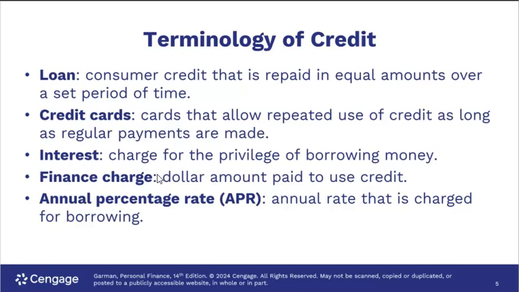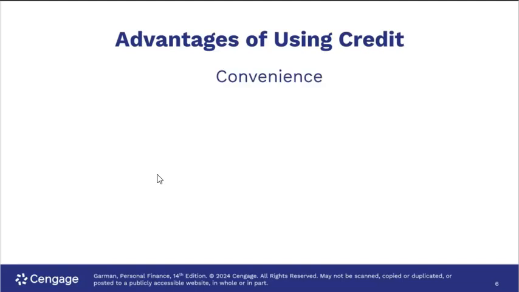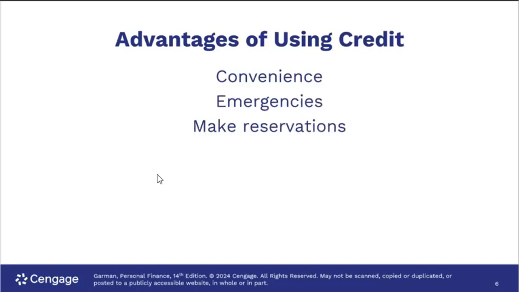So, advantages of using credit: convenience, emergencies, make reservations. A lot of times you can't rent a hotel room without a credit card. You can't rent a car without a credit card. Own expensive items sooner. The biggest two examples of those: buying a house or buying a car. Probably typically the two largest purchases consumers make in their lifetime.